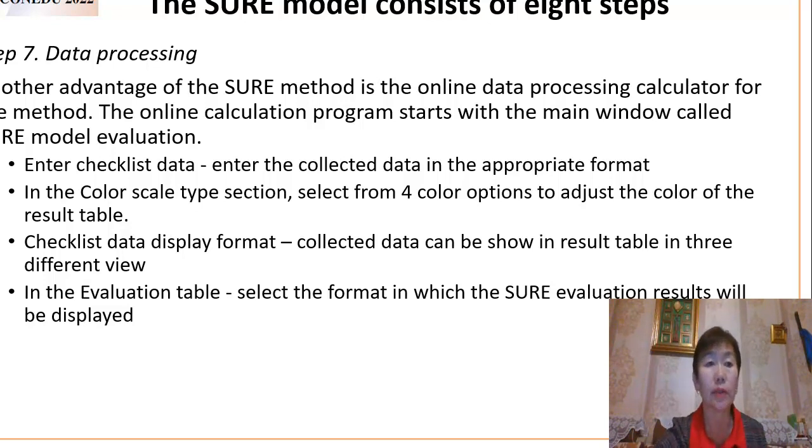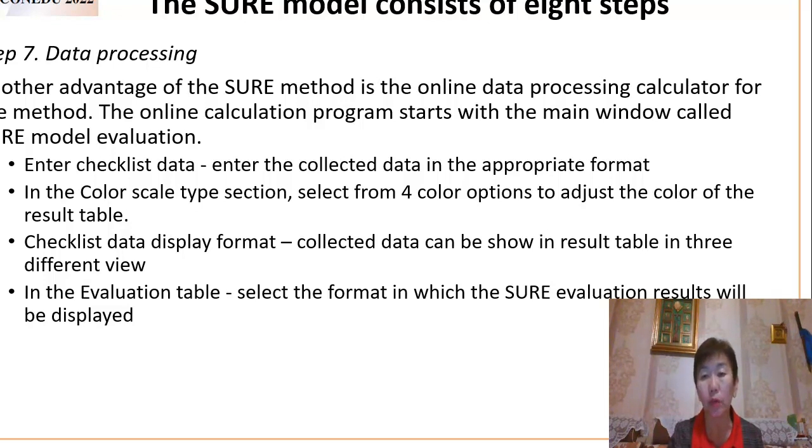Step 7, data processing. Another advantage of the SURE method is the online data processing calculator for the method. The online calculation program starts with the main window called SURE model evaluation. Enter checklist data: enter the collected data in the appropriate format. In the color scale type section, select from 4 color options to adjust the color of the result table.